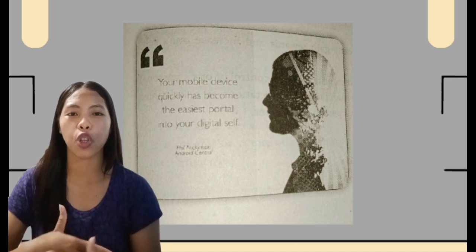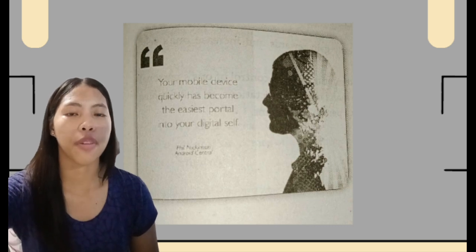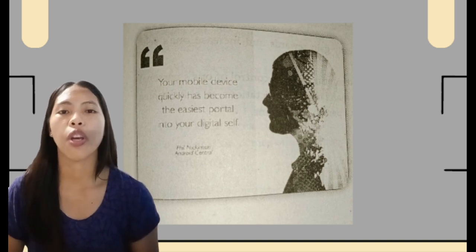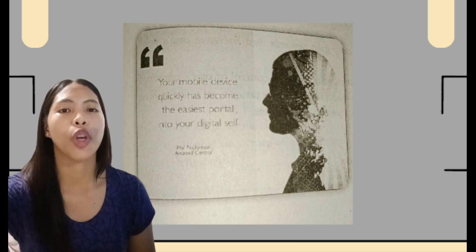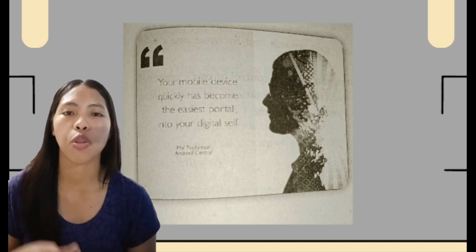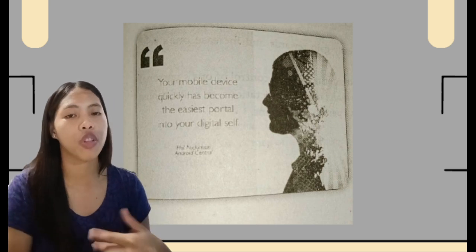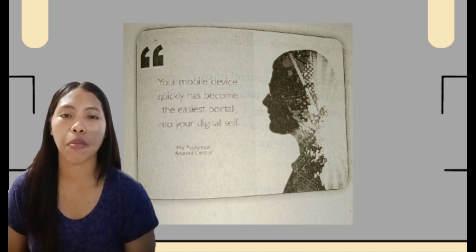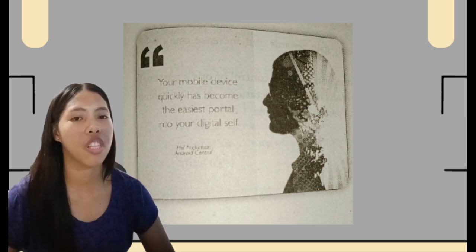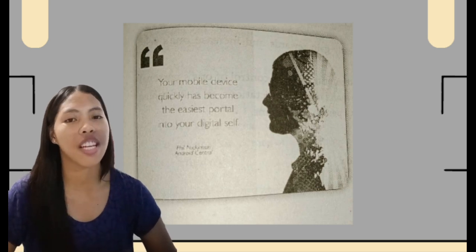Next, we have here structure. Structure means we have here main idea, reason, and purpose. First is main idea. So main idea means your mobile device is important. The reason is it has quickly become the easiest way, and the purpose is to access your digital self. So the sentence means that our phones are now the quickest and easiest way to connect with everything that represents us online.